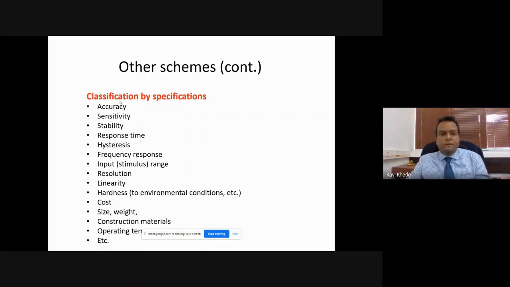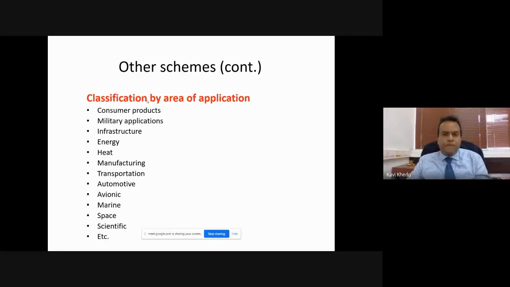Okay, classification by specification, depending on its accuracy. There are some sensors that are highly accurate, some less accurate. Sensitivity: some sensors are highly sensitive to some element, some less. Stability, response time. Some sensors read very fast, some sensors take more time. So this is in terms of its specification. By application area, we have, for example, energy sensors, heat sensors, consumer products, marine sensors, space, automotive. So these are types of application for sensors.